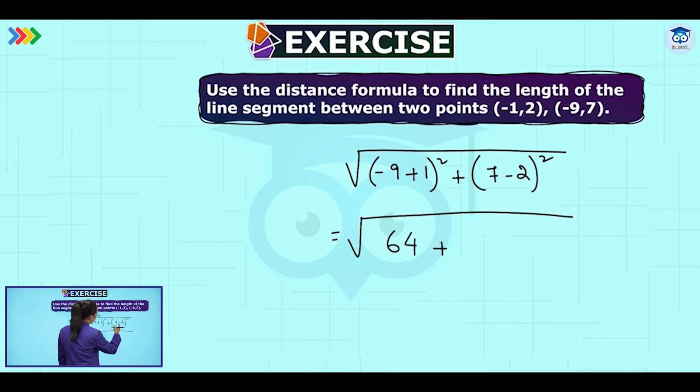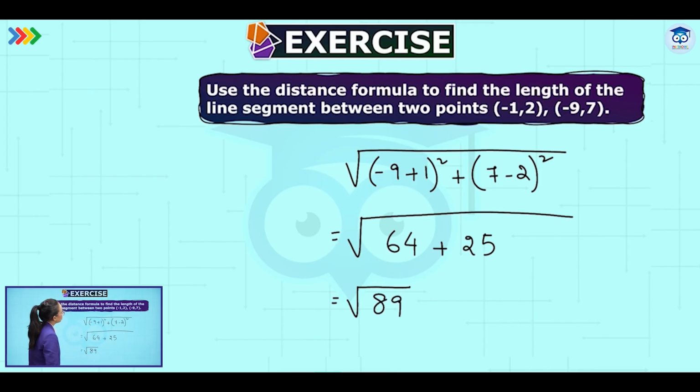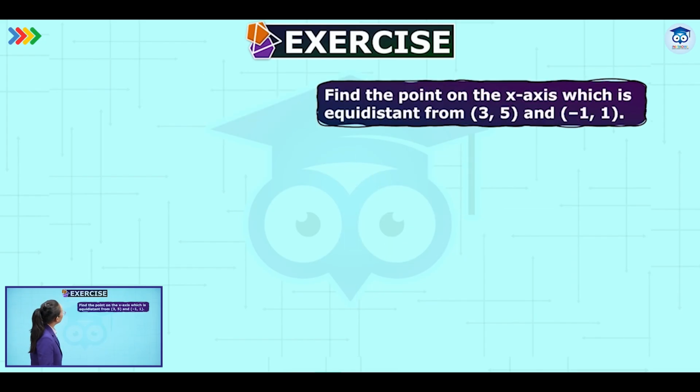And here we have 5 square, so it is 25. So when we add this, we have what? 89, root 89. So the distance between these 2 points is root 89 units. Okay. Next, we have to find a point on the x-axis which is equidistant from these 2 points.